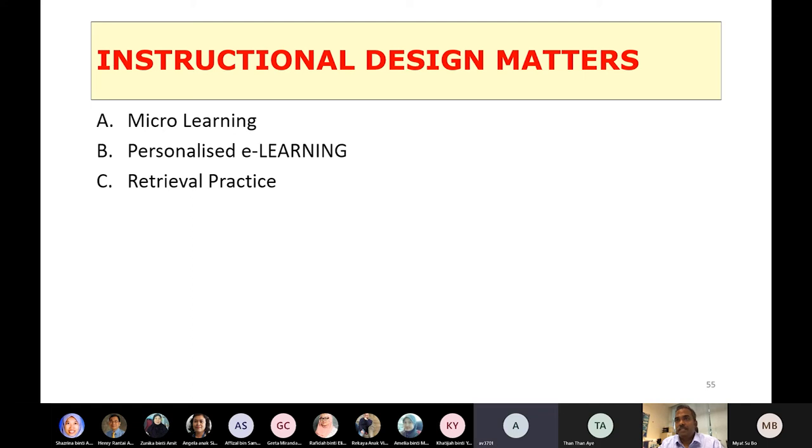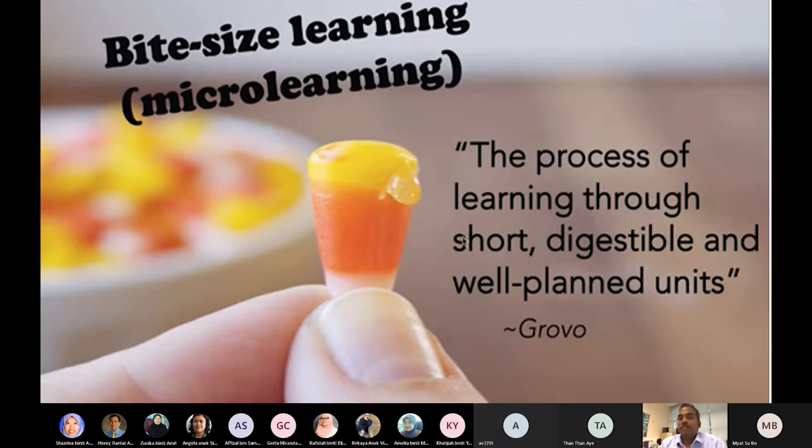You give them a chunk in small bits of learning, and then make it personalized, and then they can retrieve the knowledge by doing some practices. That means the activities. So if you want to relate that to the other models of e-learning, those are the things: micro learning, personalized e-learning, and then assessment. This is already very well known, the process of learning through short, digestible and well-planned units. So bite-sized learning is very relevant. If you give a short video, the objective is already there and the students are able to understand from that short video, that's good enough.